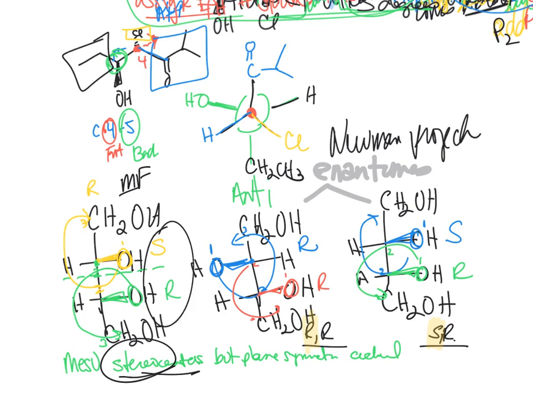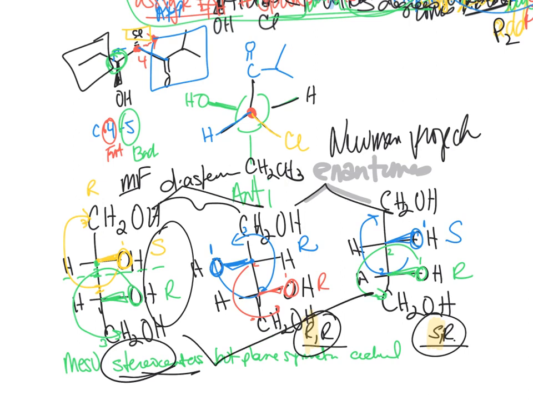SR, RR, SR, these are diastereomers. Even though these are enantiomers of each other, this is a diastereomer to this, and this is a diastereomer to that. So you might want to practice some relationship compounds as well, because you'll get a question on that. And also ranking the stability of alkenes. Okay, so let's do some reactions.